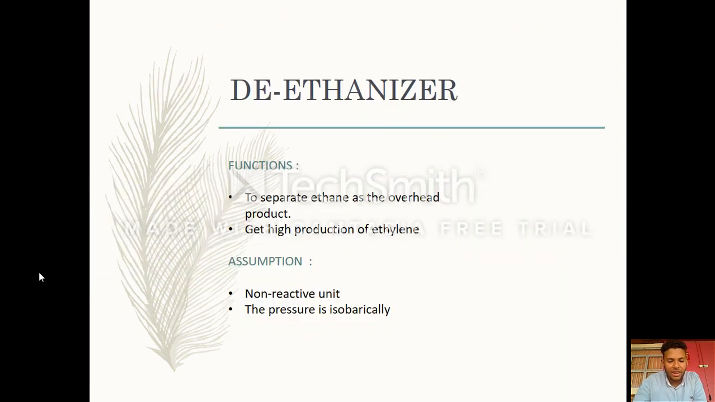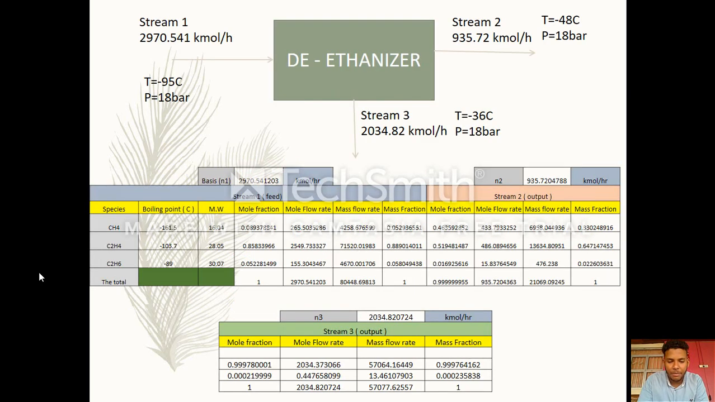So the next unit is the de-ethanizer. The objective of this unit is to separate the ethane as an overhead product, and also to get a high yield of ethylene. It will not separate 100%, and we use the same assumptions, and even the way we calculate the mole fraction and mass fraction is the same, using Raoult's law. The mole flow rate going in is 2,970, and we heat the de-ethanizer. At minus 48, it started evaporating.